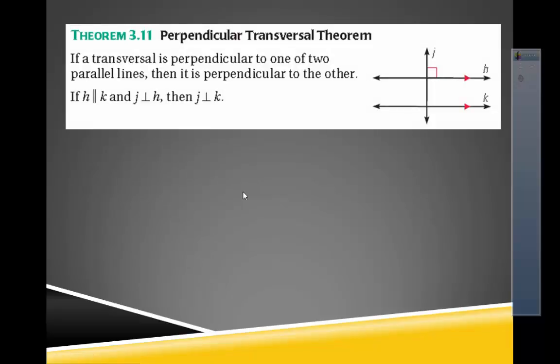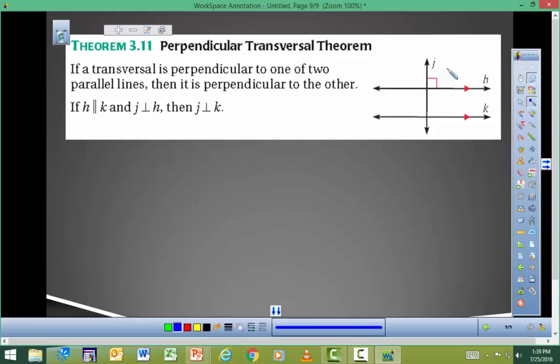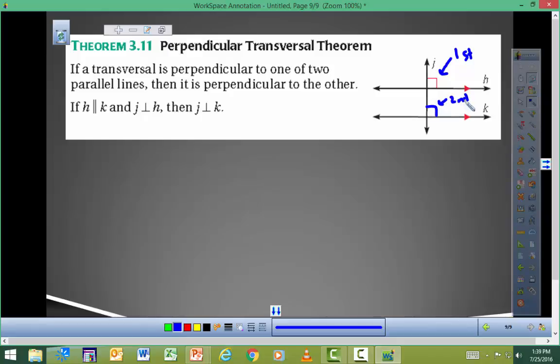Alright, so here's another theorem about perpendicular stuff. If a transversal is perpendicular to one of two parallel lines, then it's perpendicular to the other. So what it's saying is that you have this fact first, then you have this fact second. Now that's only the case if you have parallel lines, and we have parallel lines.